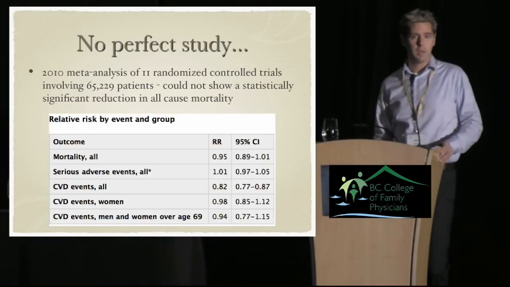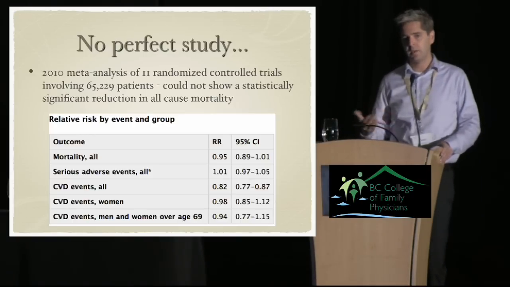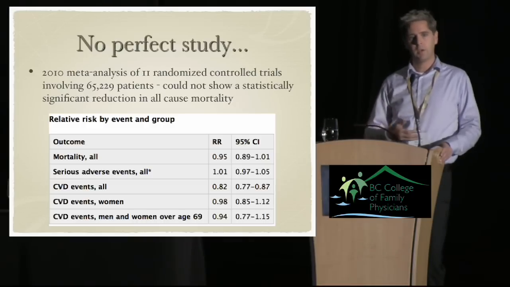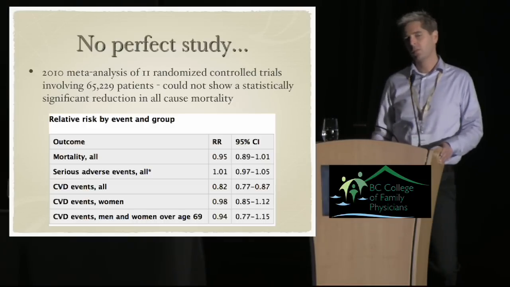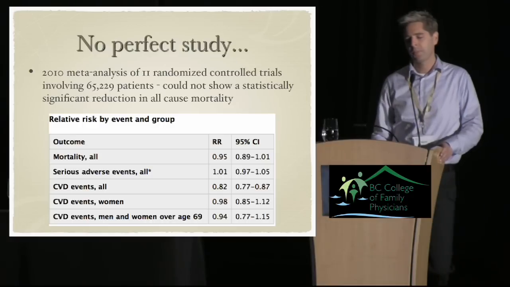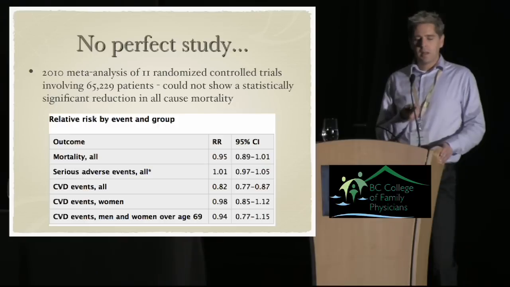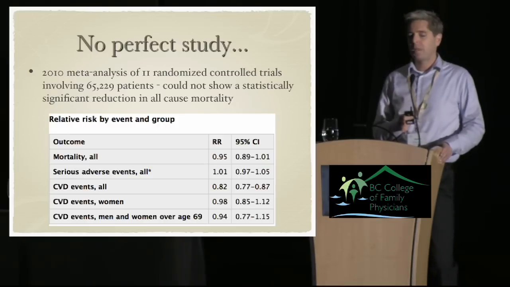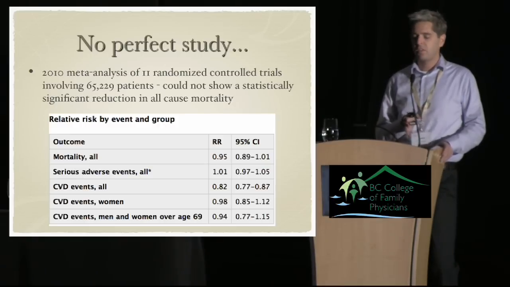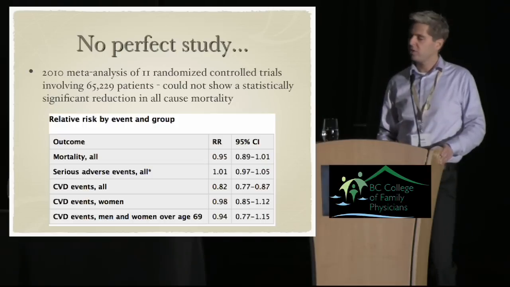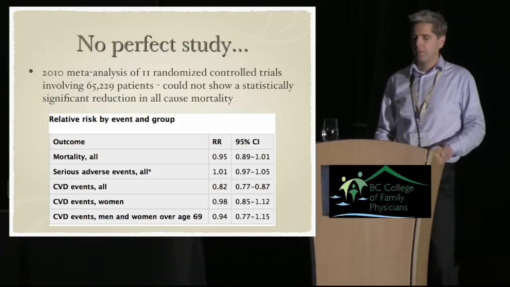Trials now have to be laid out up front that they're going to be done, so if the data is negative, that data still comes out. But that's only been for the last 5 years or so. So negative trials just didn't get published. Anyway, so meta-analysis, a few years back now, 2010, just to give you a bit of an overview for primary prevention, 11 randomized trials, 65,000 people, couldn't show any reduction in mortality for primary prevention with statins.